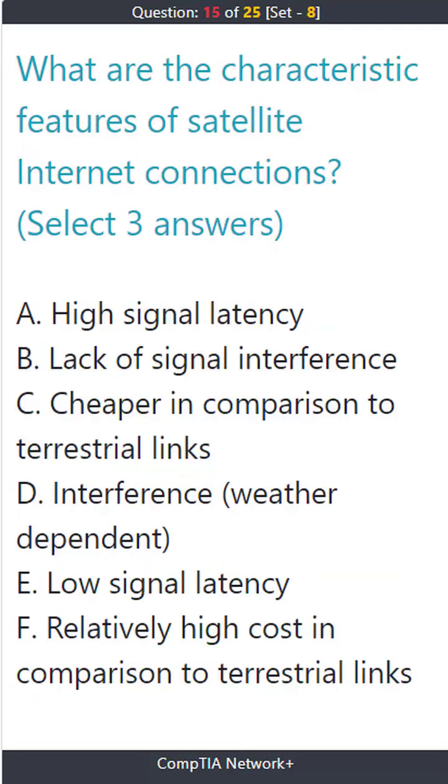Question 15. What are the characteristic features of satellite internet connections? Select three answers. A. High signal latency. B. Lack of signal interference. C. Cheaper in comparison to terrestrial links. D. Interference, weather dependent. E. Low signal latency. F. Relatively high cost in comparison to terrestrial links.